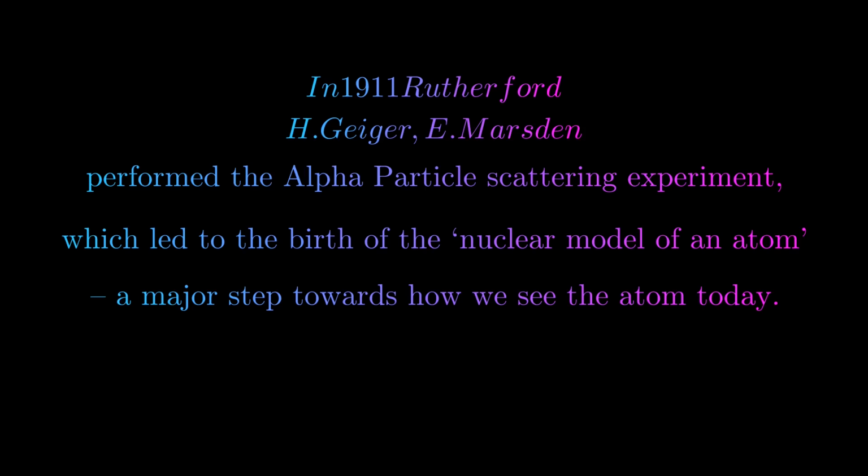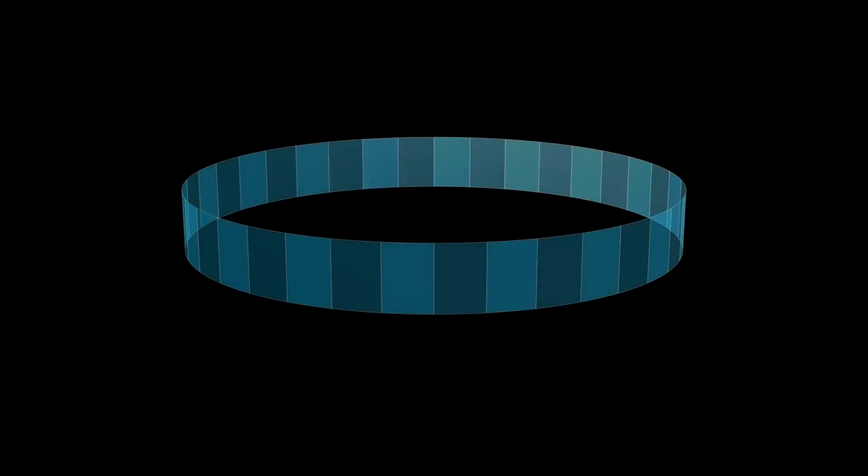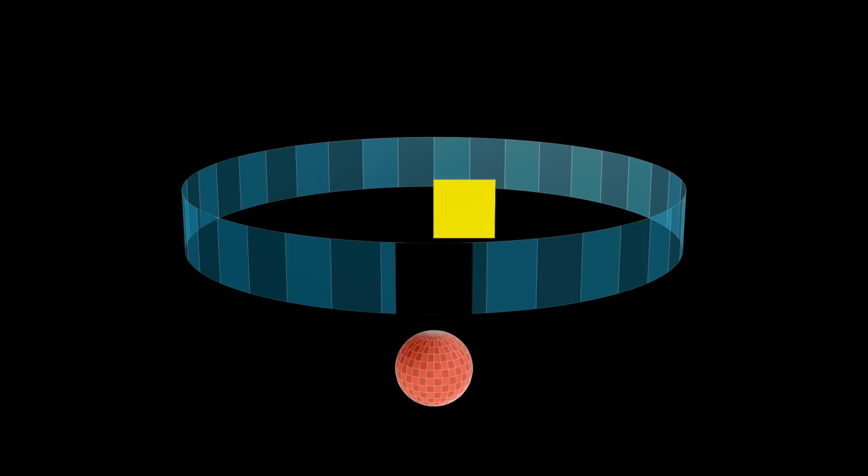They took a thin gold foil having a thickness of 2.1 times 10 to the power minus 7 meters and placed it in the center of a rotatable detector made of zinc sulfide and a microscope. Then, they directed a beam of 5.5 MeV alpha particles emitted from a radioactive source at the foil.